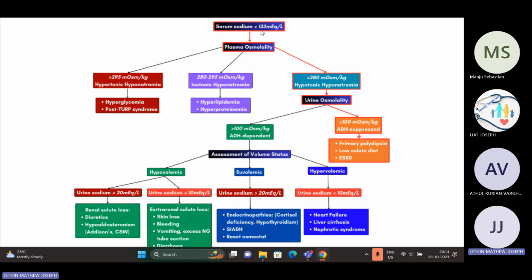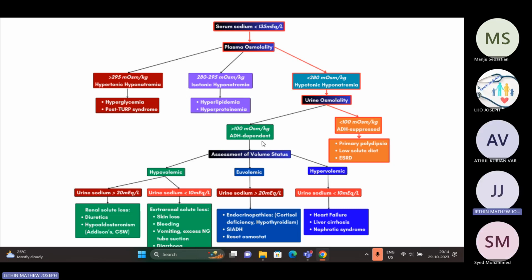Serum sodium less than 135 is hyponatremia. The next thing we check is plasma osmolality. What we call true hyponatremia is hypotonic hyponatremia, where plasma osmolality will be less than 280. Once you've established that it is hypotonic hyponatremia, the next parameter to check is urine osmolality. If urine osmolality is more than 100, it means that urine is getting concentrated and ADH is acting, so it is ADH dependent hyponatremia.